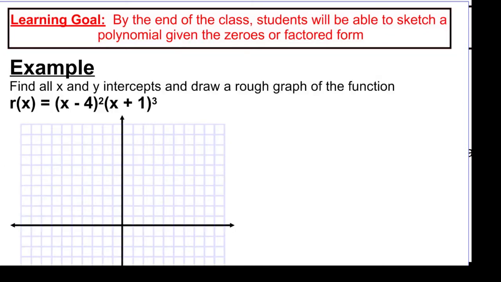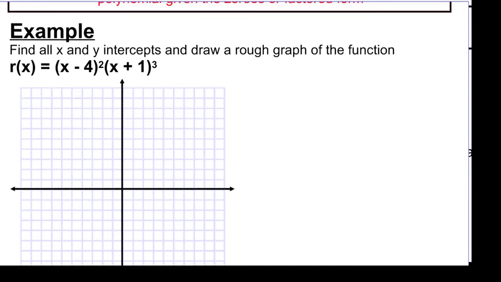They're very similar to what we've done. So let's take a look at an example where maybe they didn't give me the zeros. They didn't make a statement and say, hey, here it is. They just said, here's the factored form of the polynomial, and they want to know the x and the y intercepts and a rough graph of the function.